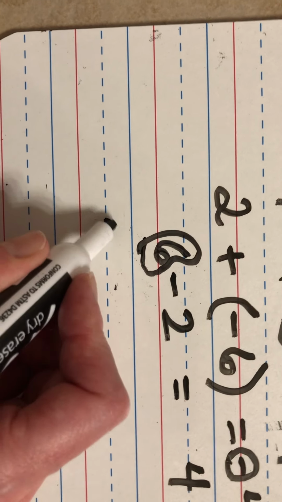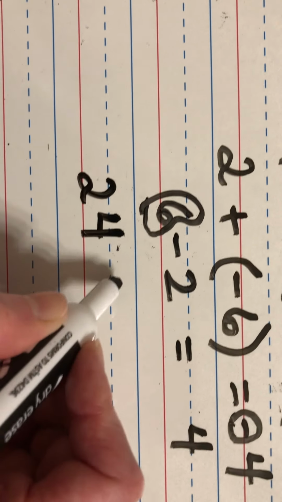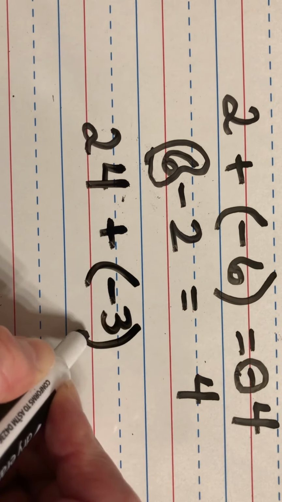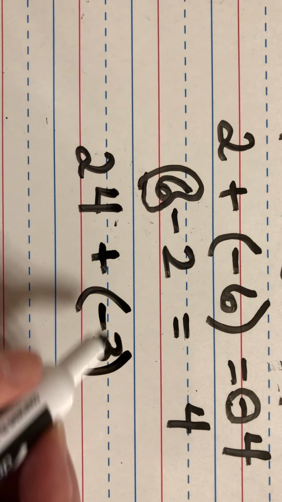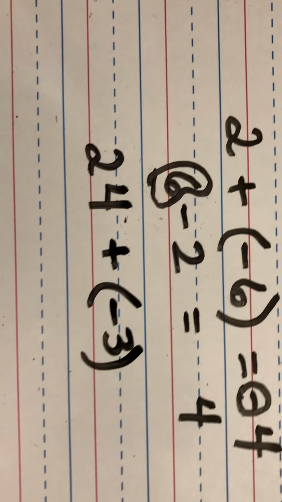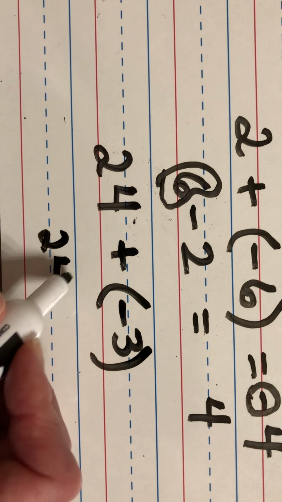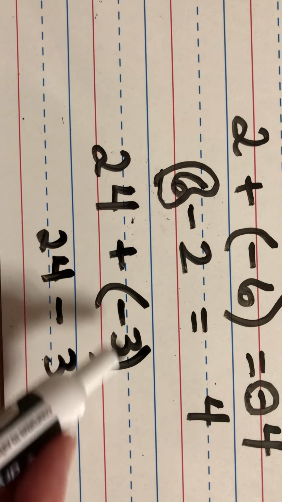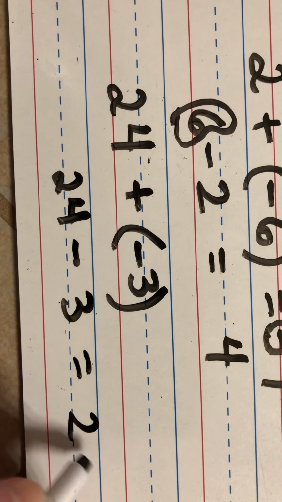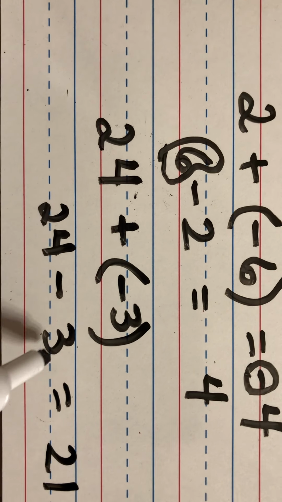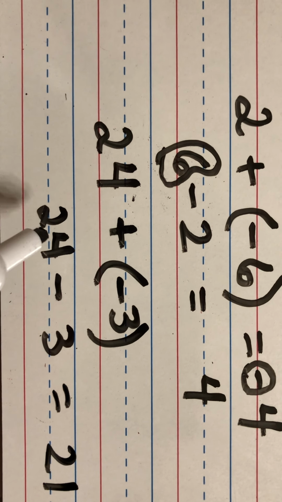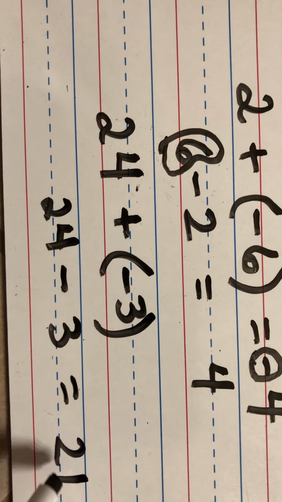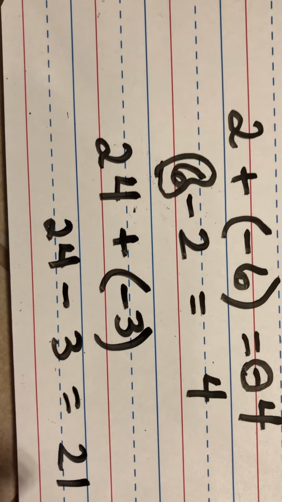So if you have something like 24 plus -3, well, the signs are different, so I'm going to take the difference. I'm going to subtract. I'm going to do 24 minus 3. I'm going to subtract the two absolute values. I get 21. Then whichever number had the larger absolute value, which would be 24, it was a positive number, so my answer should be positive.